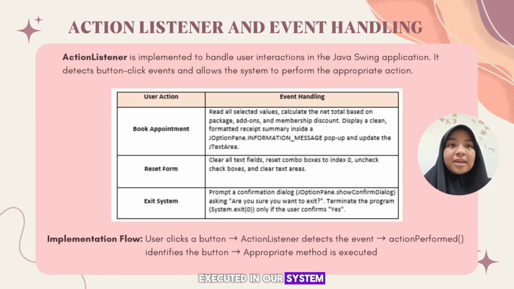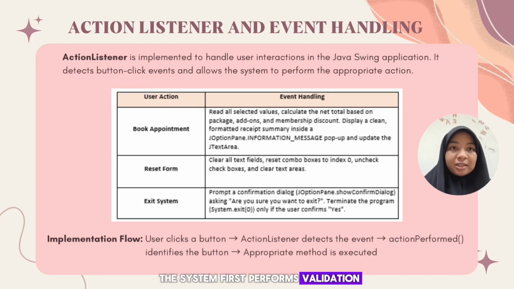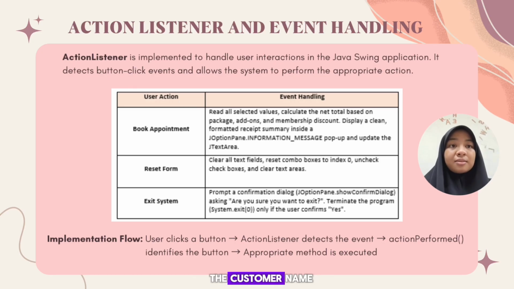In our system, the action listener handles important buttons such as book appointment, reset form, and also exit system. For example, when the user clicks book appointment, the system first performs validation. It will check whether the customer name and contact number are valid. If the information is valid, the system continues with the calculation and generates the booking receipt. If the information is invalid, the system will stop the booking process and display an appropriate warning message.